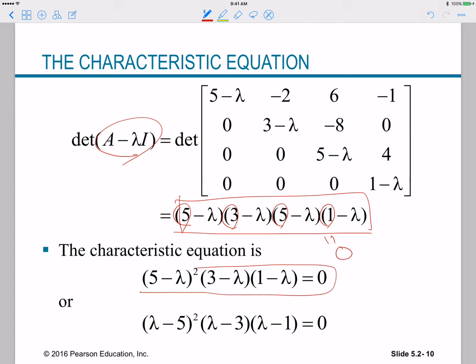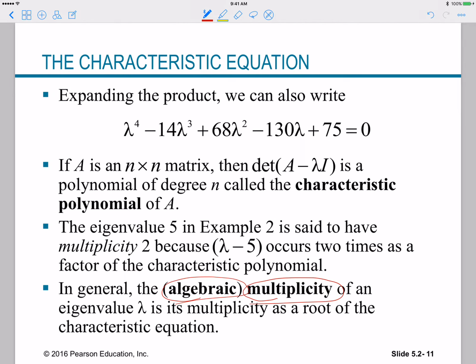So let's look at this equation. Once we have this kind of form, we know lambda equals 5 is repeated 2 times, right? But lambda equals 3 and 1 are only repeated once, so they are not multiple roots. So in terms of multiplicity, 5 has a multiplicity of two. This one has a single multiplicity, and this one has a single multiplicity. Okay, so that's the meaning of multiplicity. And then this algebraic thing.